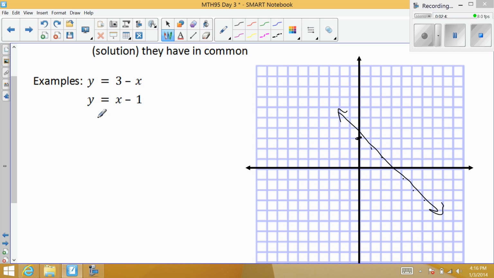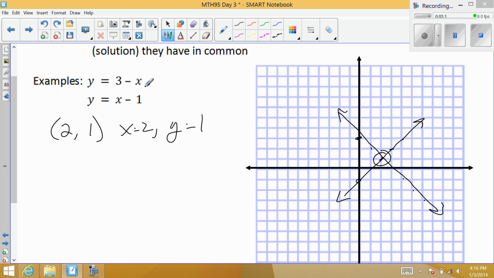And then our second equation, y equals x subtract 1, so our y-intercept is negative 1. And here our slope is positive 1. Up 1 over 1, up 1 over 1, up 1 over 1. And I think you can probably see the solution. The point they have in common is right here. At that point, it has coordinates (2, 1), which is x equals 2 and y equals 1.